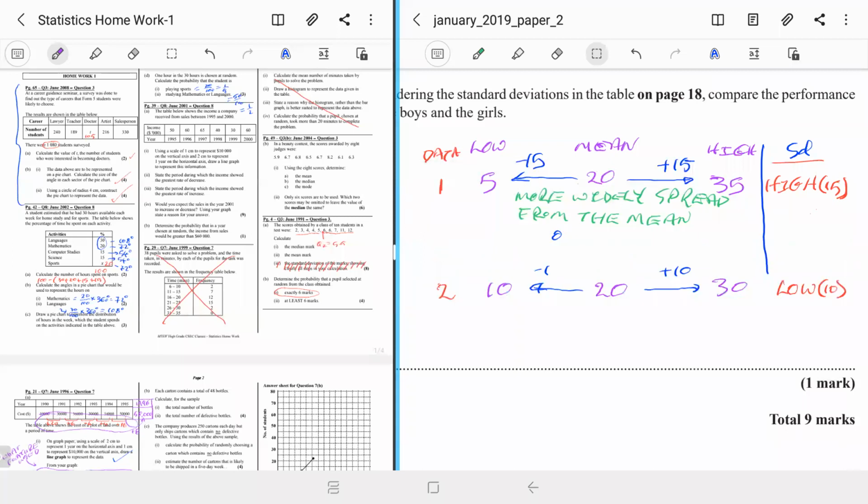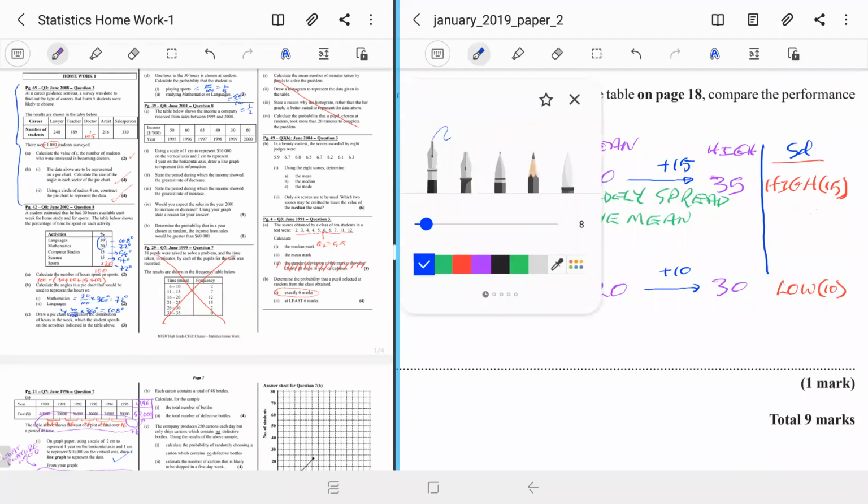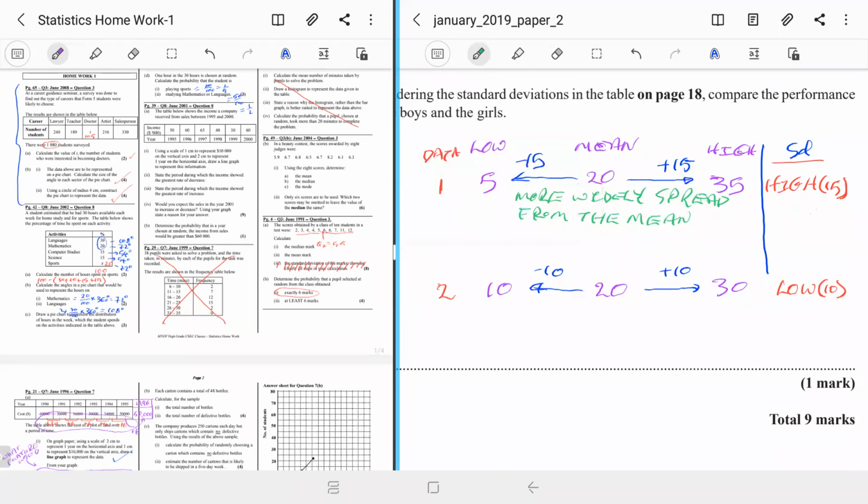See, the data is wider from the mean. I go from 20 all the way down to 5 and from 20 all the way up to 35. So the data is more widely spread from the mean. See that? In data 1.